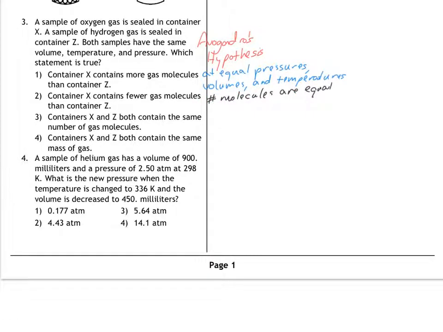So you can see how that relates to question 3 here, because sample X and Z have the same volume, temperature, and pressure right here. So that means they must also have the same number of molecules.